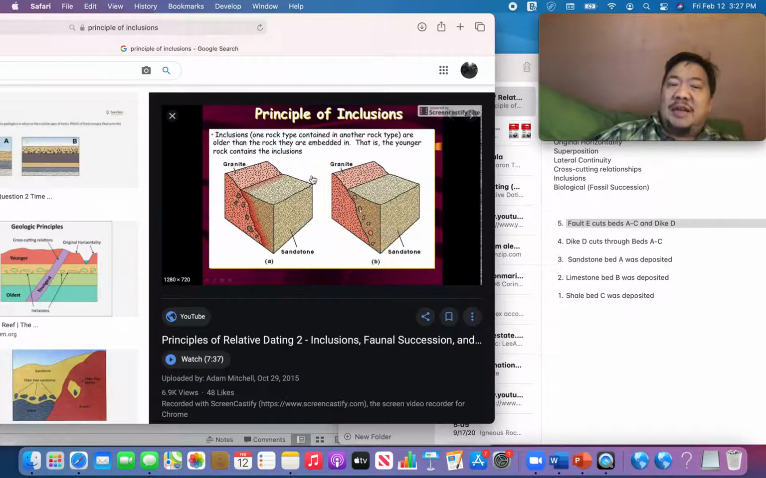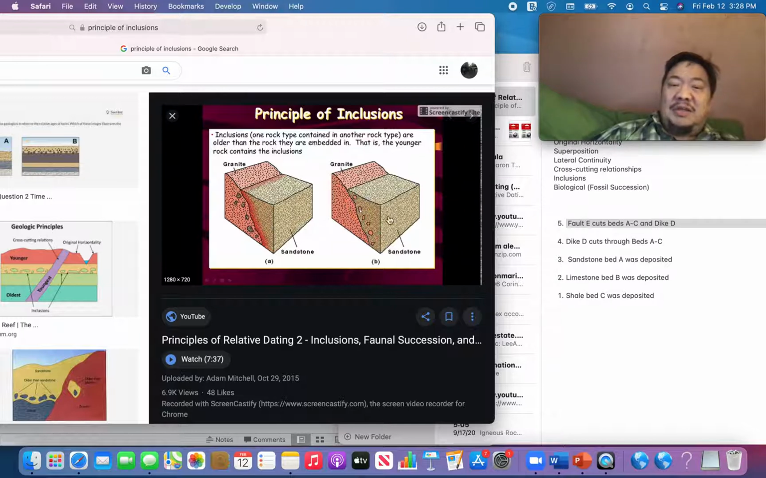Let's see if you understand that or not. Look at the diagram on the left. Which rock is older, the granite or the sandstone? Your answer should be the older rock is the sandstone, because the granite contains the inclusions of the sandstone.